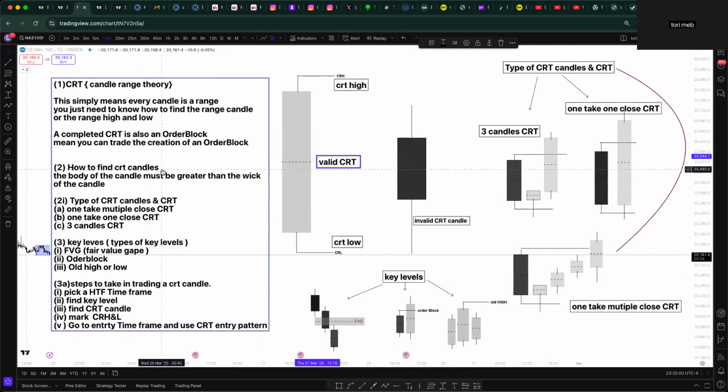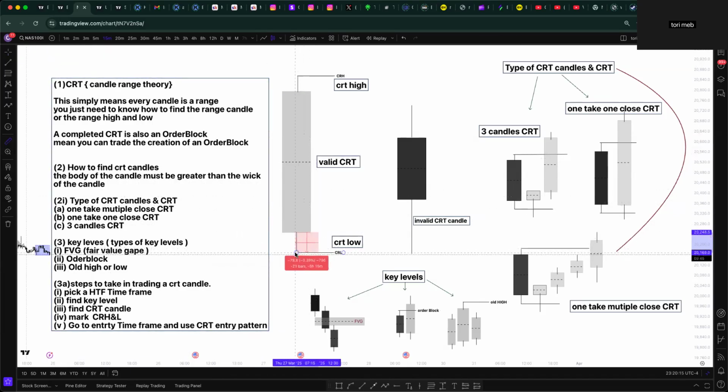How to find the CRT candles: the body of the candle must be greater than the wick of the candle. Now, you have a measure tool here, and with it you take, if you understand candlestick anatomy, this is a bullish candle, so you take from the open of the candle down to the wick it created, and you could see this number here, 0.30. So you just take it as 30.